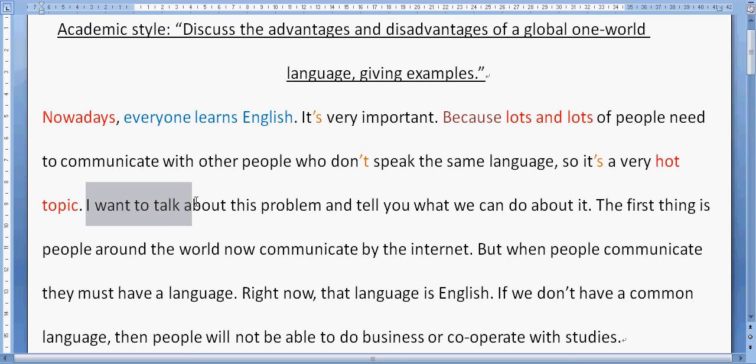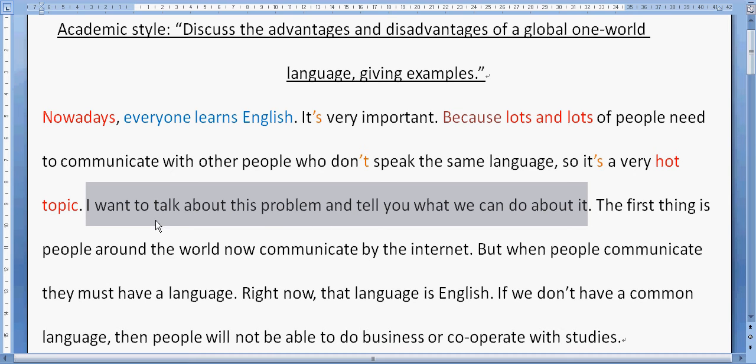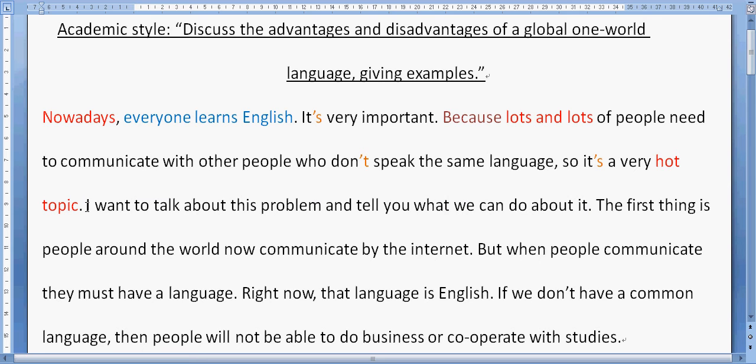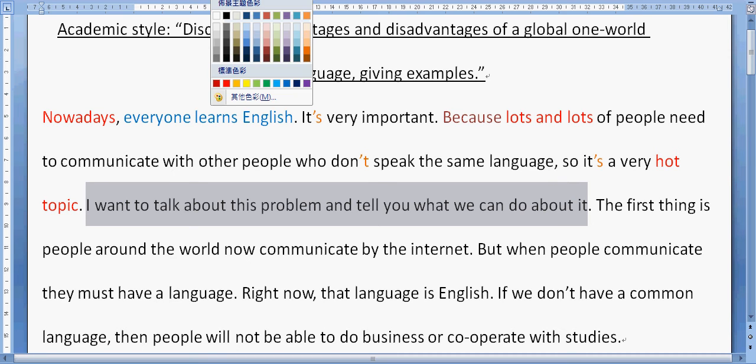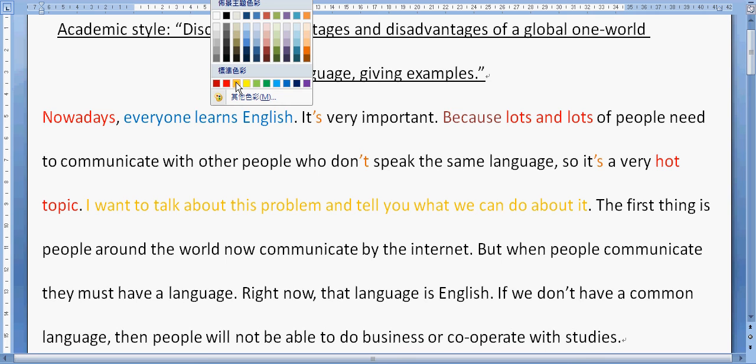The next sentence: I want to talk about this problem and tell you what we can do about it. The sentence is a little too personal. We have I and we have you. In academic writing, we try to be less personal. So we'll highlight the whole sentence and try to think of a better way to say this idea.